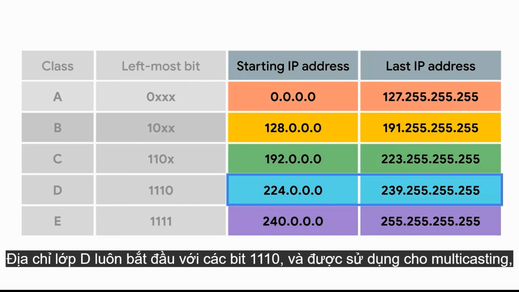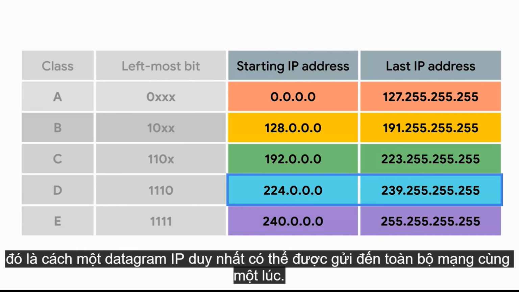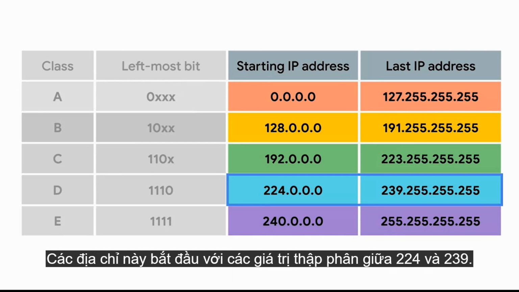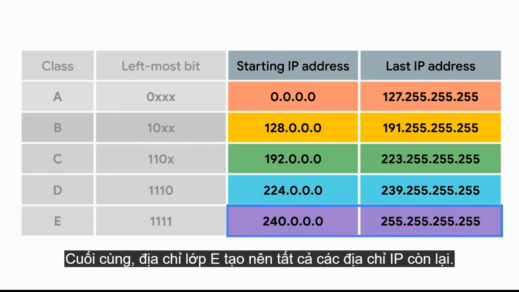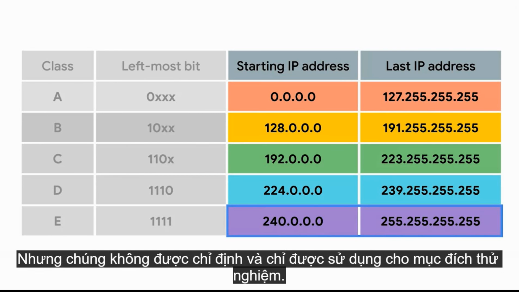Class D addresses always begin with the bits 1110 and are used for multicasting, which is how a single IP datagram can be sent to an entire network at once. These addresses begin with decimal values between 224 and 230, but they're unassigned and only used for testing purposes.